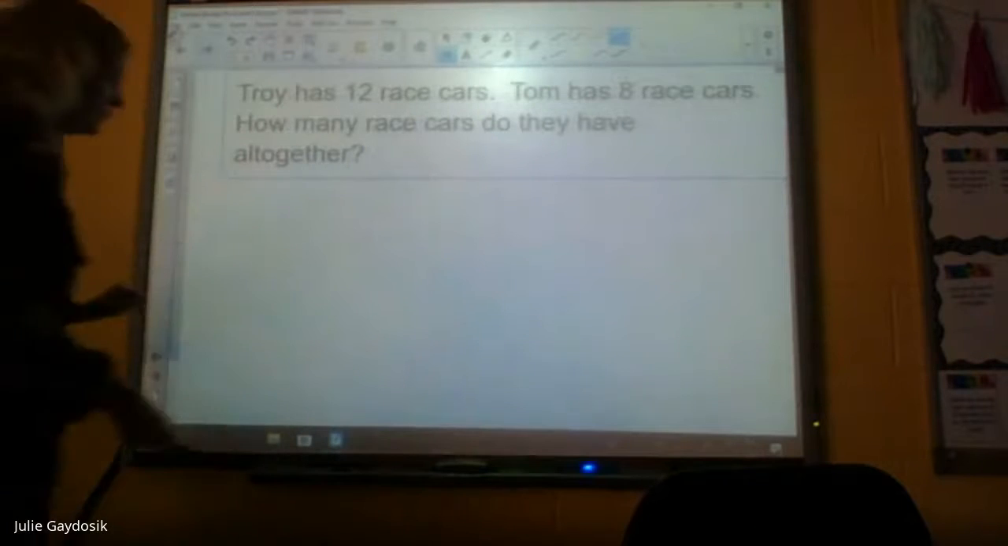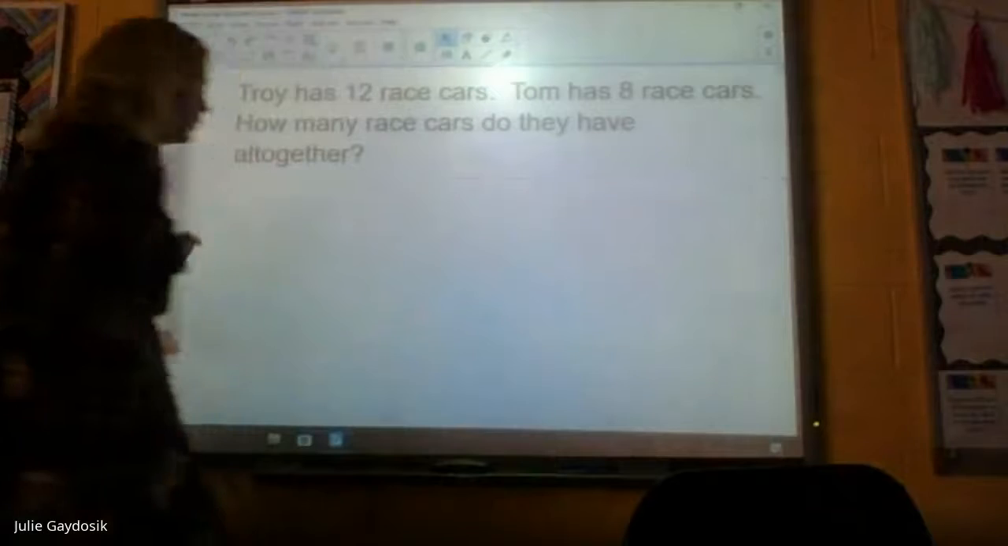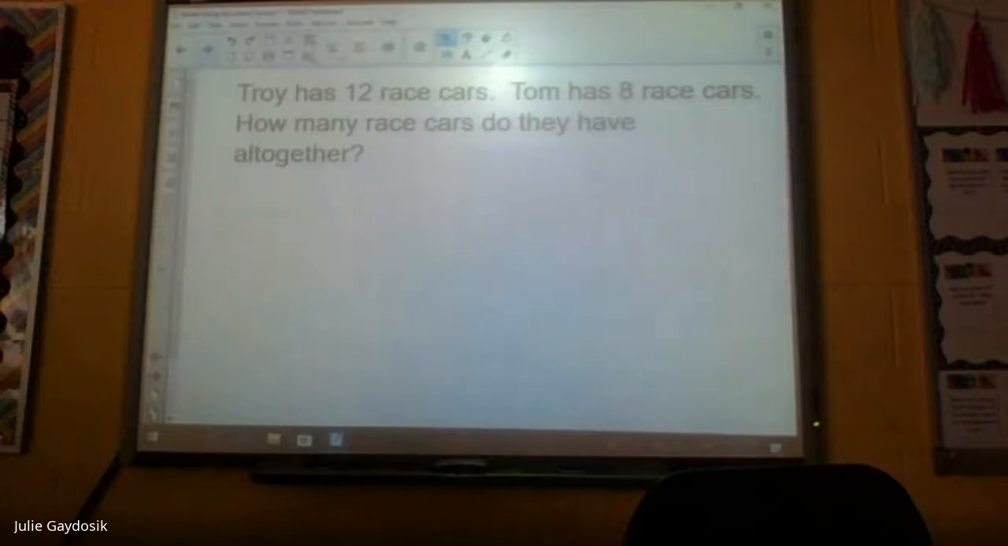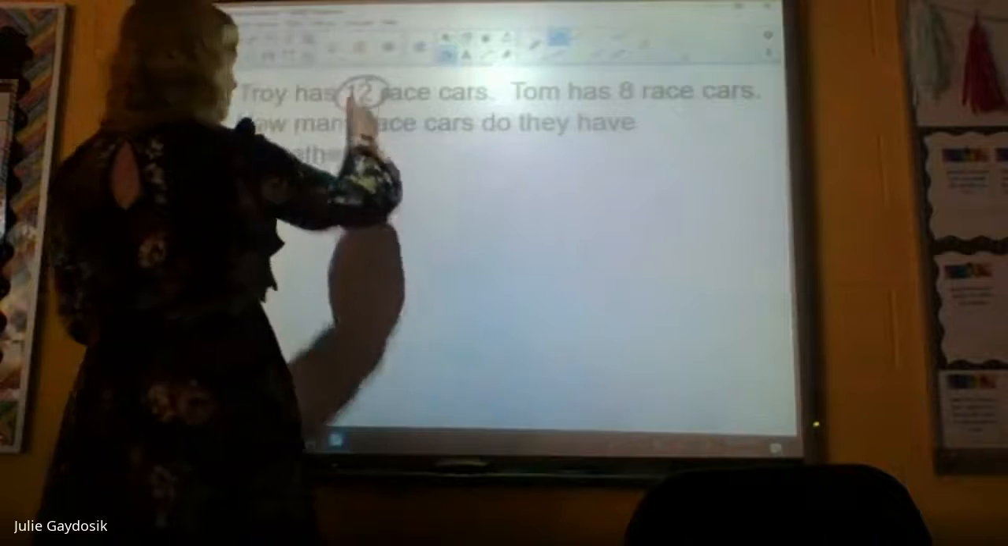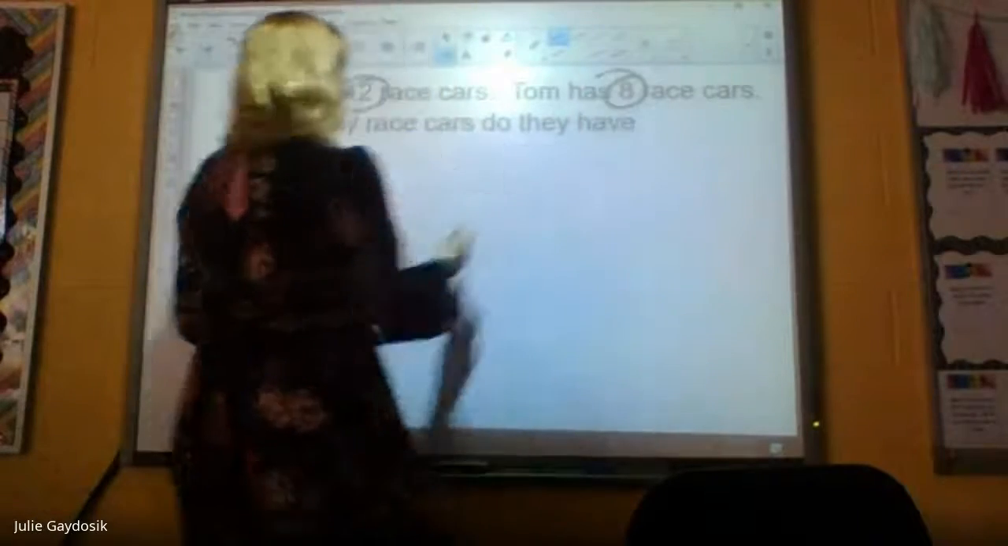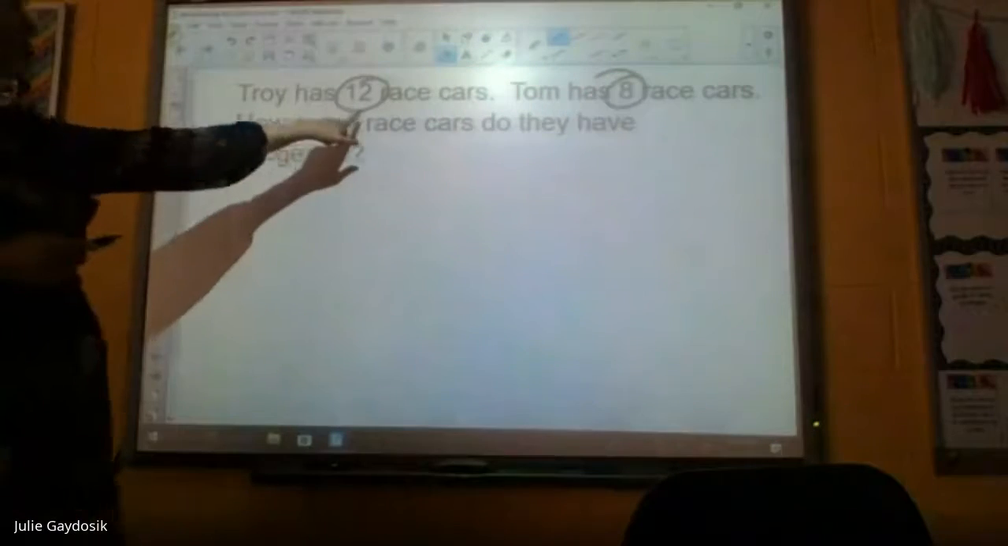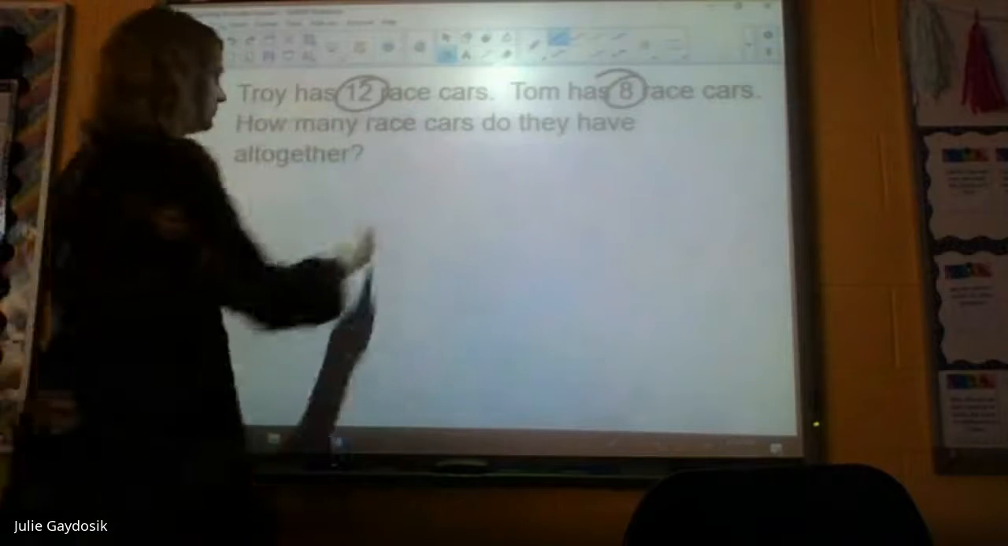Next one. So for this problem, okay, Troy has 12 race cars. Tom has 8 race cars. How many race cars do they have altogether? So again, first I'm going to do my equation. Troy has 12 race cars.